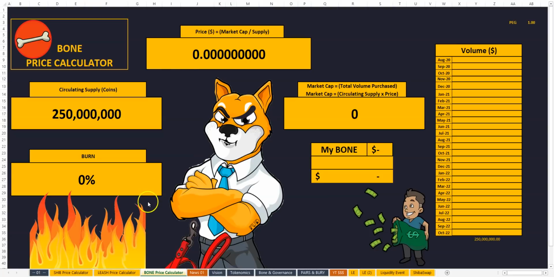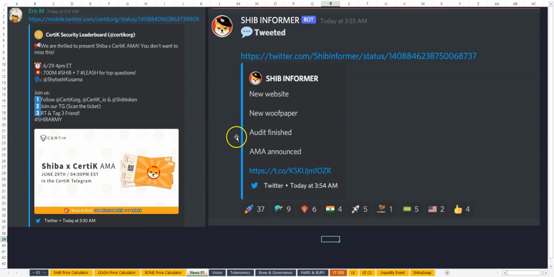Before we get down to it, let's have a quick recap on some important news which has come about within the last 24 hours. As you know, we've heard from the official Twitter and the official social channels that the website has been updated, shibtoken.com. They have released version 2 of the Woof paper, which has all the details about the tokenomics and the ShibaSwap event. The audit has been finished.